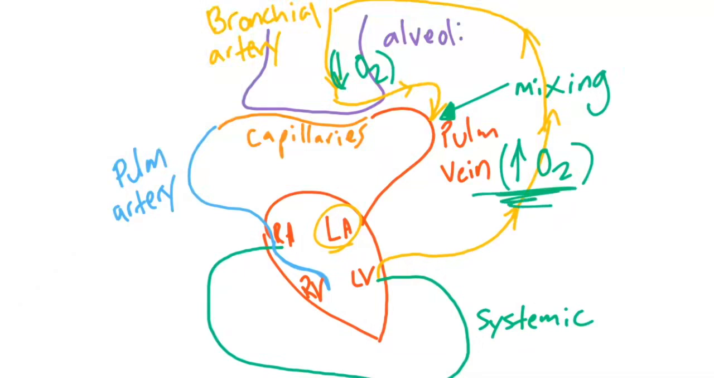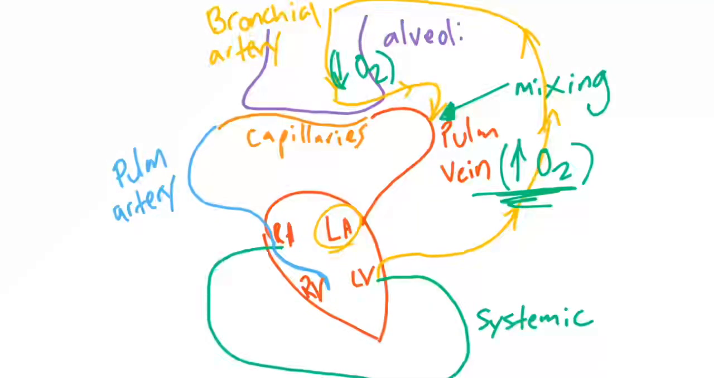Because the oxygen content of the pulmonary veins is so much higher than the oxygen content of the bronchial arteries, when these two mix, the overall oxygen content still remains quite high. This means that the mixed blood can travel back to the systemic circulation and still have enough oxygen to adequately oxygenate the tissues, including the bronchopulmonary circulation.